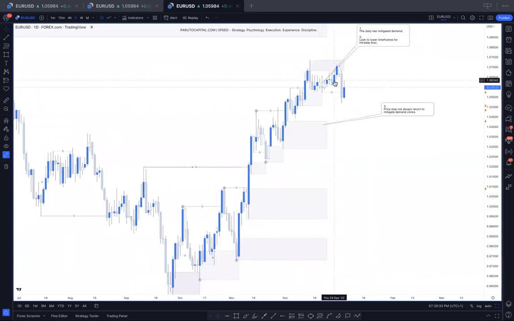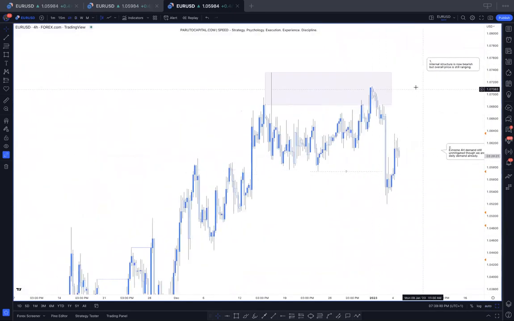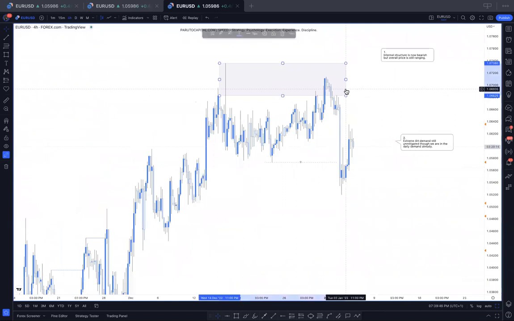Now that is that on the daily. I'll go to the 4 hour now. Now coming to the 4 hour, you can see the daily zone I drew is now visible on the 4 hour. That's because I made it to be visible. And how do you do that?